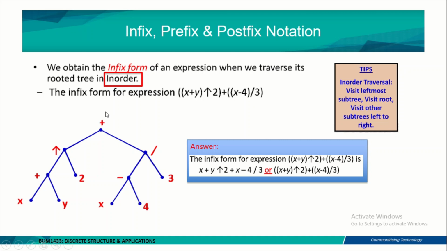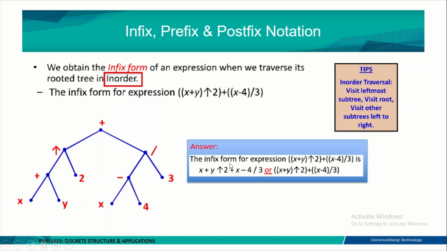We already learned how to draw the graph previously, so this is the graph. To find the infix form, we use the in-order traversal. We visit the leftmost, then visit the root, and then visit the subtree to the right. We already learned how to do in-order, so you can just try it out. I believe you can do the in-order by your own. Okay, so this is the final answer: (x + y)^2 + (x - 4)/3 for the infix form.